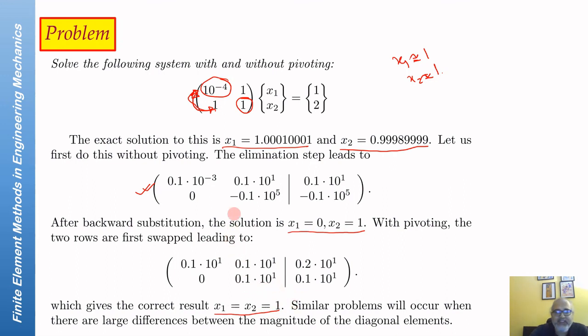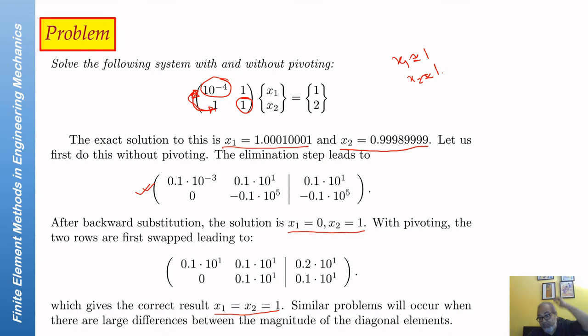So pivoting is necessary and should be done as a matter of course, because you might have very large differences in the size of your diagonal elements in a stiffness matrix, and that coupled with the finite precision arithmetic that computers have may sometimes give you erroneous answers. So it is better to do pivoting.